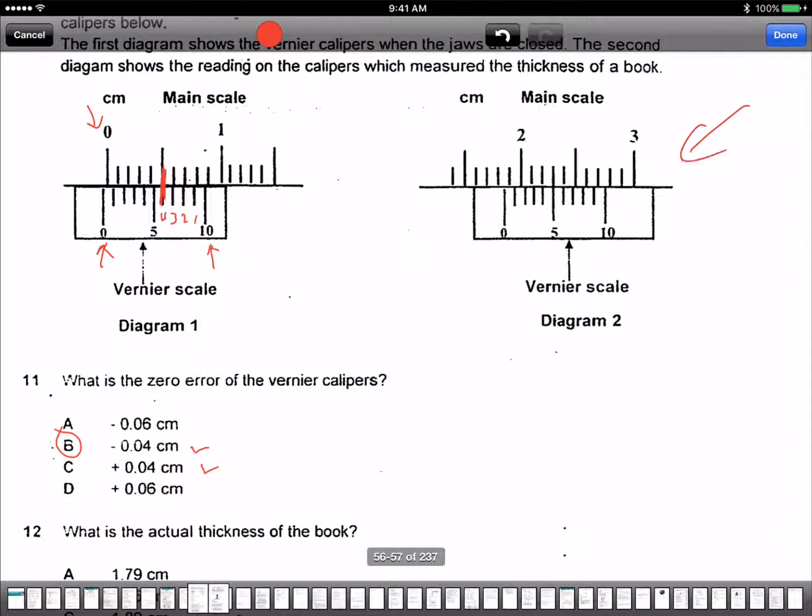What's the reading here? This one. What's the reading? This is the correct one. Yeah, tell me the reading that you see. What's the reading that you see?